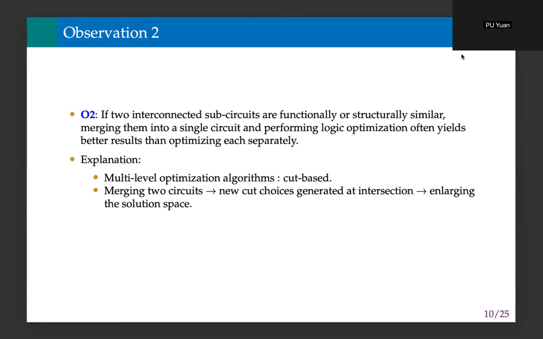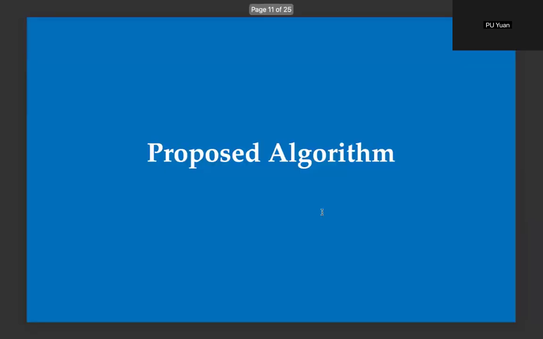The second observation is that if two interconnected subcircuits are functionally or structurally similar, then merging them into a single circuit will lead to a better optimization result compared with optimizing them separately. The reason is that existing multi-level optimization algorithms are cut-based, and if you merge the two subcircuits, new cut choices will be generated, and the solution space will be enlarged.